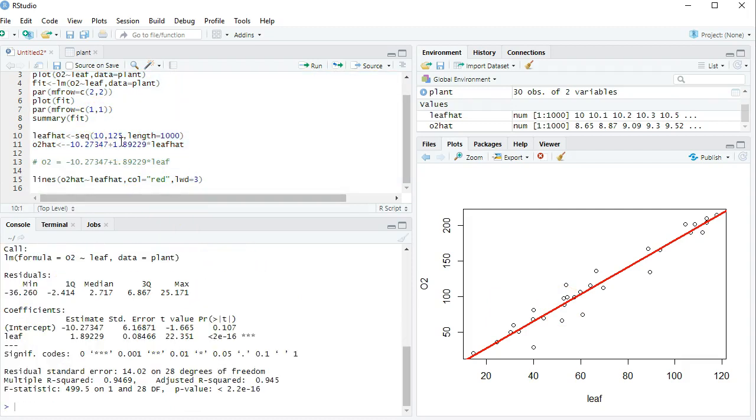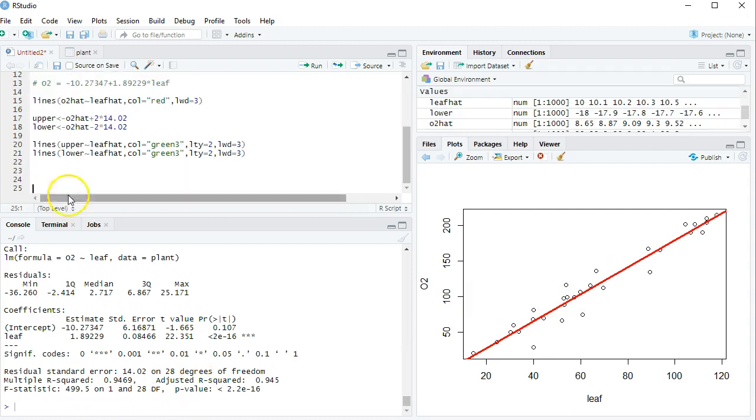Go back to the summary fit. See this 14.02 right there? That is a measure of how accurate we are with the regression line. Those data points tend to be within 14, either above or below from the regression line. On some rare occasions, they're about 2 standard errors away.